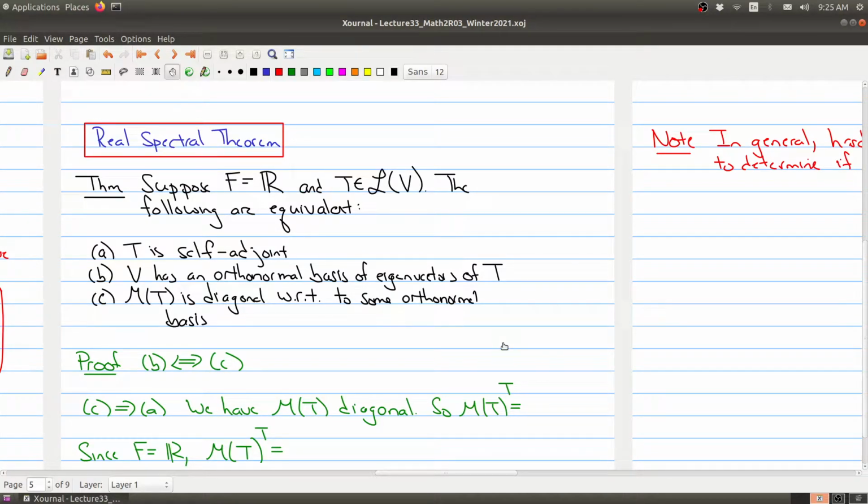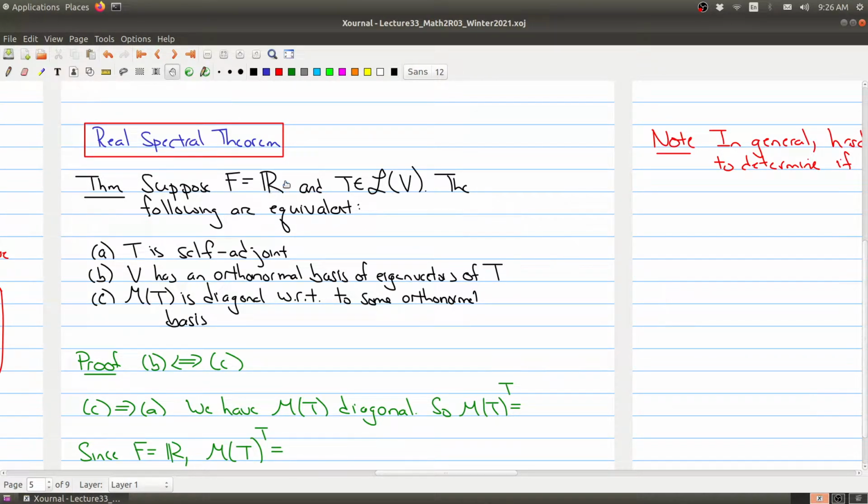So welcome to part 3 of lecture 33. In the last part we looked at the complex spectral theorem, and in this part we want to look at the real spectral theorem. As I mentioned at the beginning, you have to pay attention to where your vector space is defined, or where you are taking your coefficients.